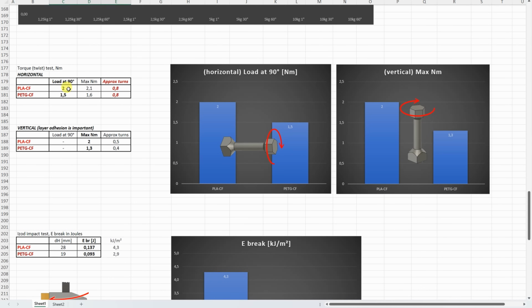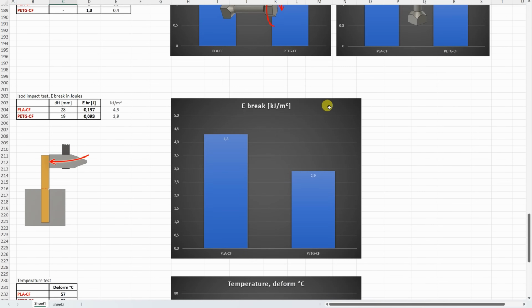Torque or twist test, and for me this load and 90 degree angle is always more important. That's what we can see here with horizontally printed objects, and this is the break load for the vertically printed test objects. And interesting to see very similar numbers, very similar strength printed in horizontal or vertical position, but of course don't forget that this will break more suddenly.